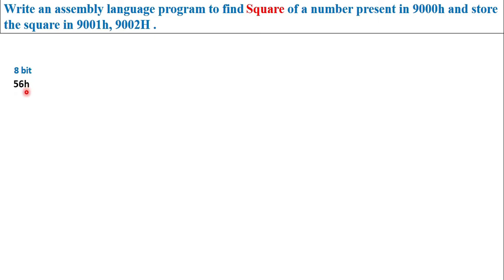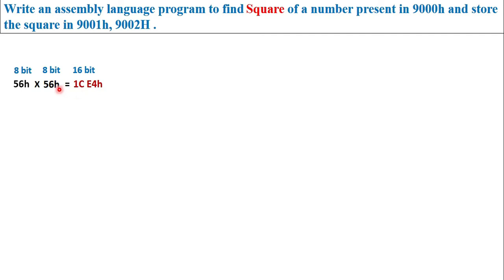So to find the square of a given number, we need to multiply 56 by 56, and the result we obtain is a 16-bit result, twice the size of the input, and that result is 1CE4. We know a 2-digit hexa is 8-bit and 4 digits in hexa is a 16-bit number. So this is the final result we should get after the execution of this program.